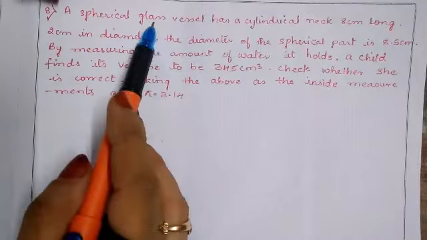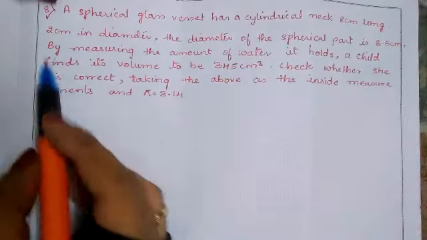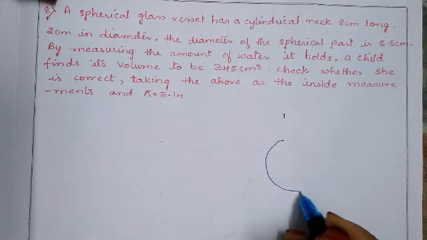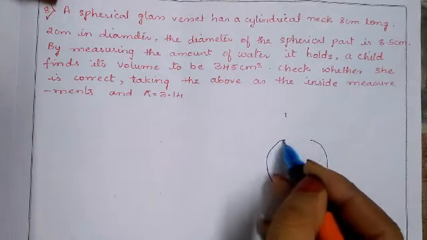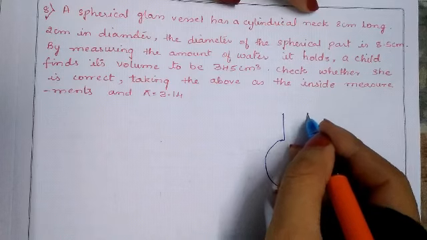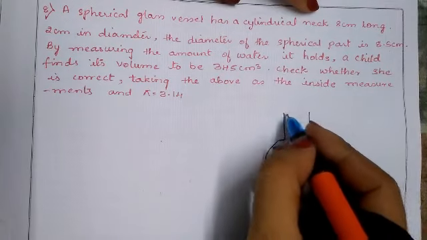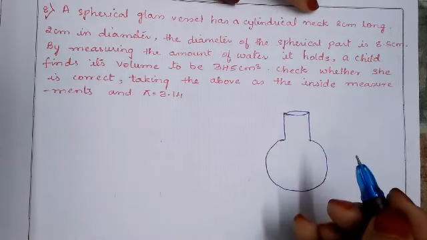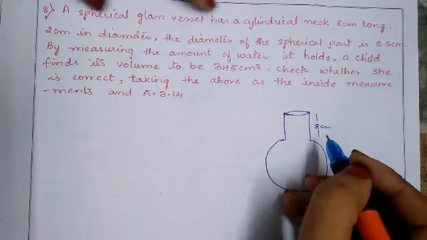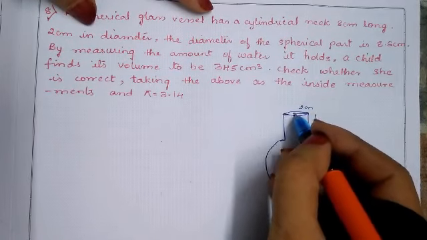A spherical glass vessel has a cylindrical neck 8 centimeter long. A spherical glass vessel, what have they told? Let me draw the sphere. A spherical glass vessel has a cylindrical neck, like this shape it is. A spherical glass vessel has a cylindrical neck 8 centimeter long and 2 centimeter in diameter. Let me draw the 2 centimeter diameter.